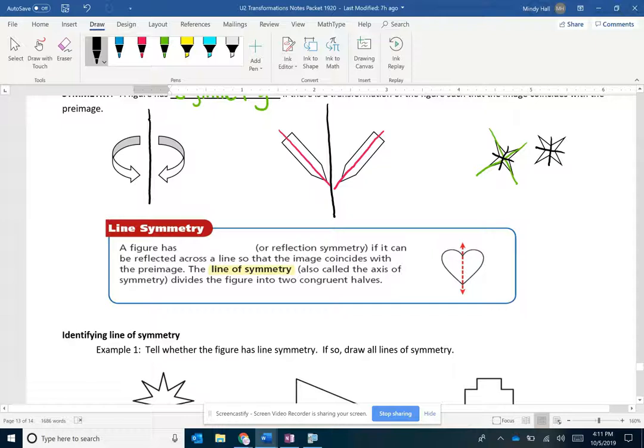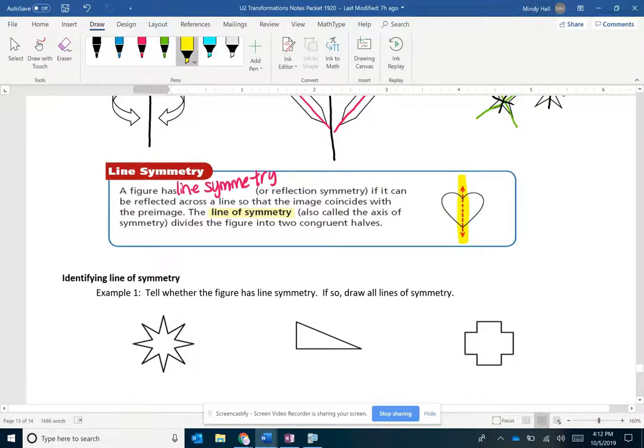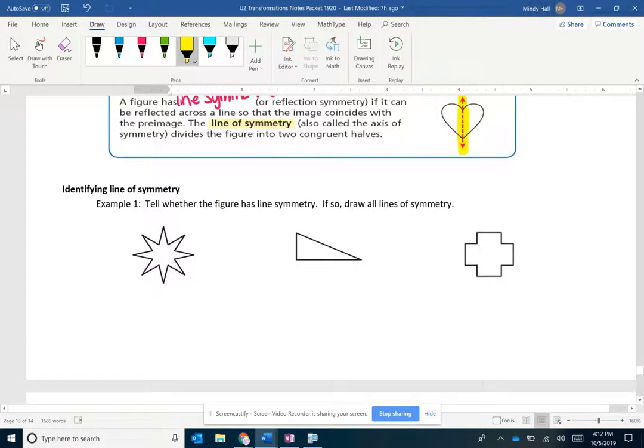Now, I've been saying the words, but now this is the actual official definition for you, that a figure has line symmetry or reflection symmetry if it can be reflected across a line so the image looks like the pre-image. So noticing the shape with the heart, my line of symmetry would be this arrow because it cuts that heart in half and makes it look the same on both sides. So looking at these shapes, you might be able to pretty quickly tell which one has line symmetry, but can you figure out how many are in each shape?